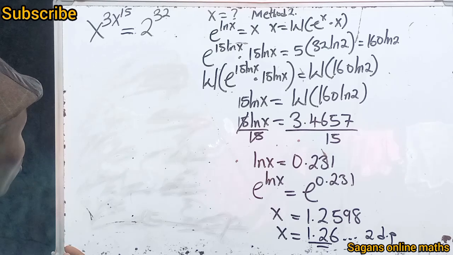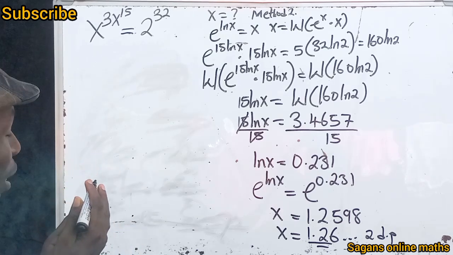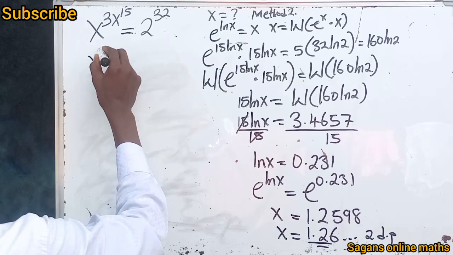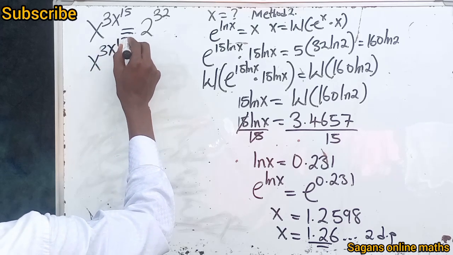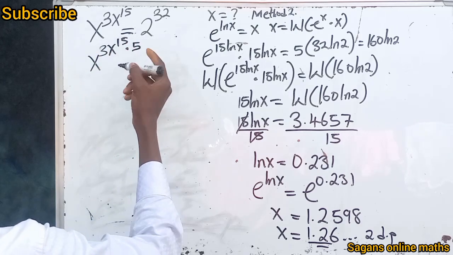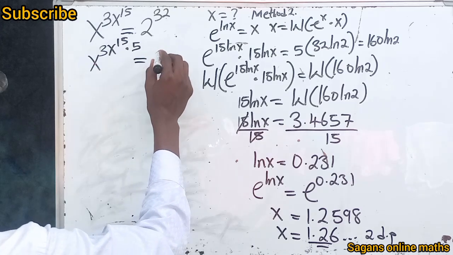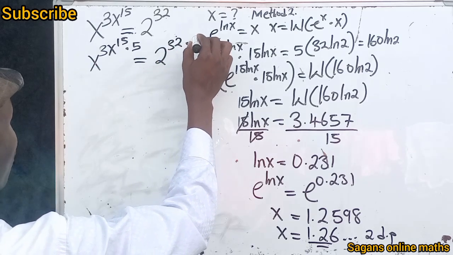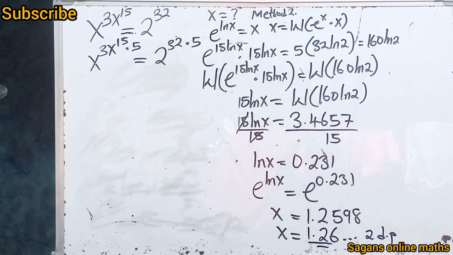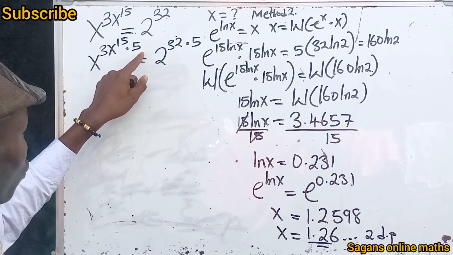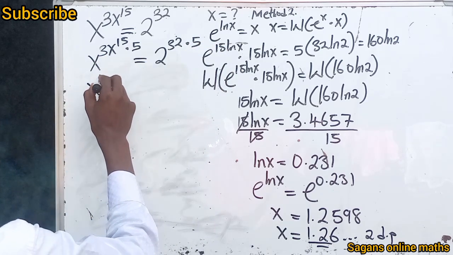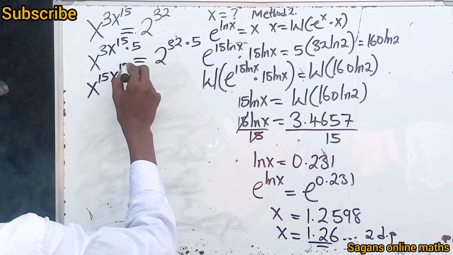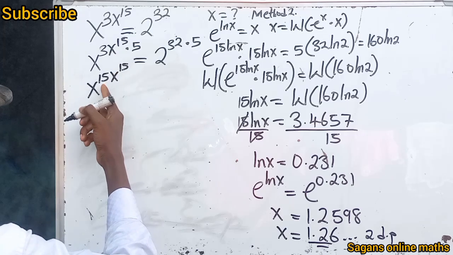Now our first step, what we are going to do is to multiply both powers by 5. That's our first step. So the answer is what? s raised to the power 3s, to the power 15, equals 2 raised to the power 32 multiplied by 5, because I multiply both powers by 5. You see, we multiply both powers by 5. Then 3 times 5 gives us 15. That means s to the power 15 multiplied by s to the power 15. Okay, because 3 times 5 gives us 15, right?